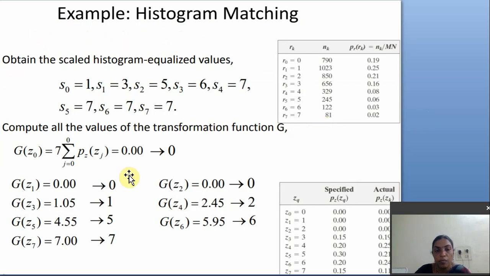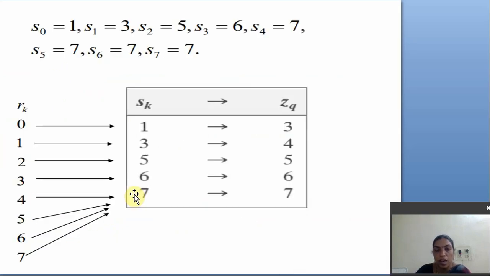So see here. Observe S0 is 1. So 1 is related to, search here, 1 is related to which one? G of Z3. That means the 3 value. That means here in the S, that is the S1. But here that 1 is related to Z3. So now how can we map this one? Like this. Here SK is 1 but ZQ is 3.